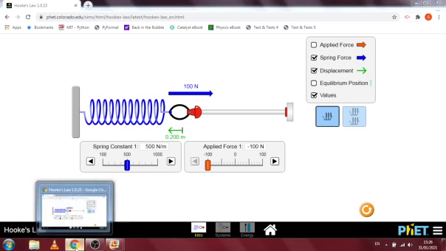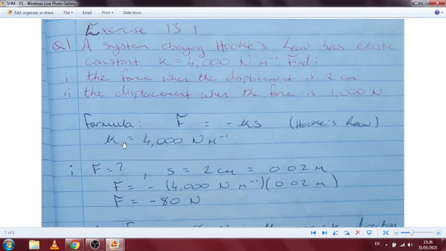So focusing then on this question, we have our formula, we're told what K is, so we need to find F. So in the first part we're finding the force. The displacement is 2 centimeters, which converts to 0.02 meters. So it's reasonably straightforward. F is equal to minus Ks. We know K, we know S, so here's our answer here.